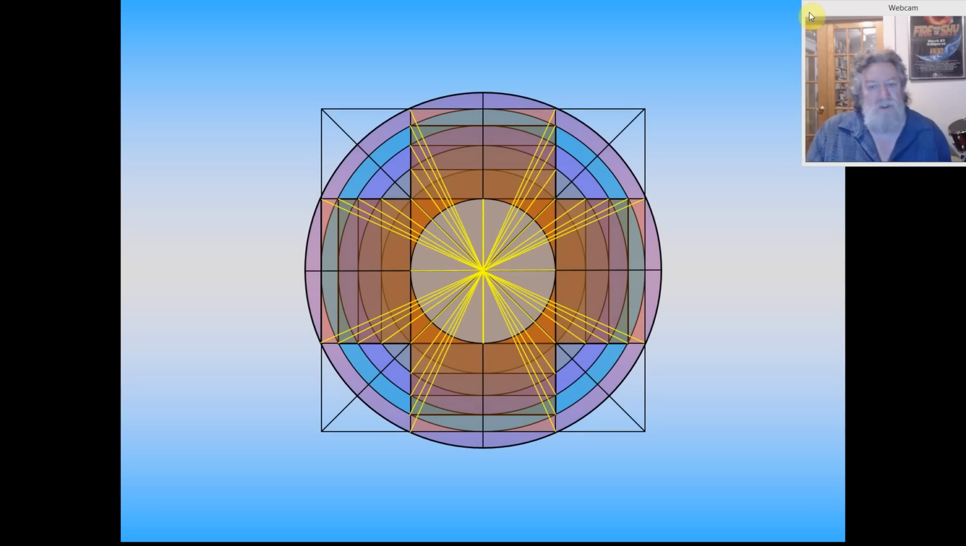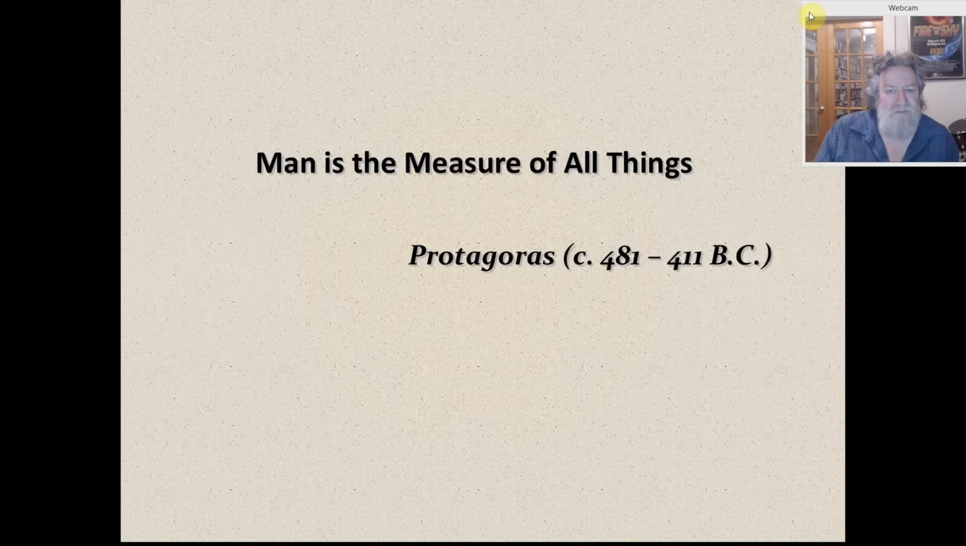So let's talk about sacred metrology, the systems of measurement. Protagoras, from 481 to 411 BC, said that man is the measure of all things. And this is a very interesting and important concept, because in this idea we have the principle of scale invariance, the idea that the proportions of the human being are the proportions of all creation, in effect. And we're going to see many examples of that as we explore deeper into this.